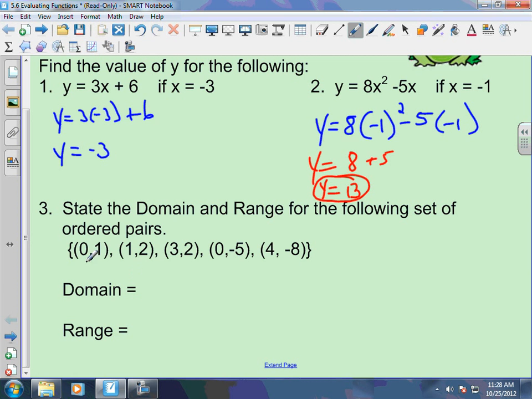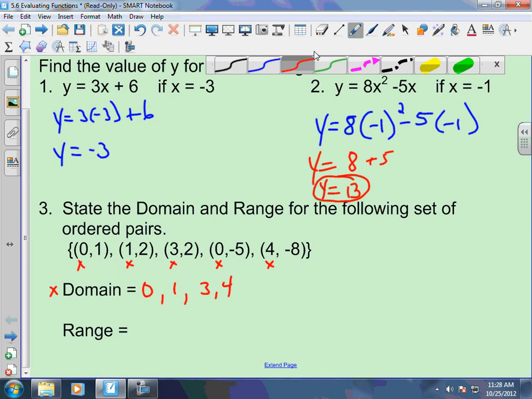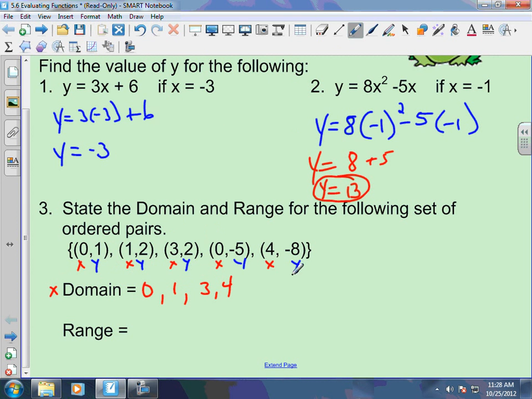State the domain and the range. Well, for my domain, it's my x value. Here's my x's: 0, 1, 3, 4. Notice how I did not write zeros twice. These are my y's. My lowest y is negative 8, negative 5, 1, 2. I did not write my 2's twice.